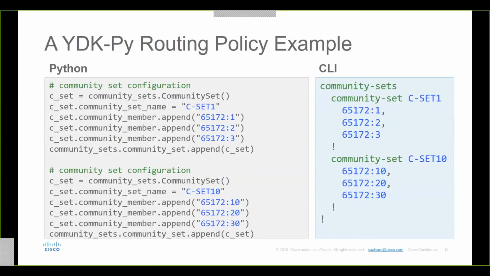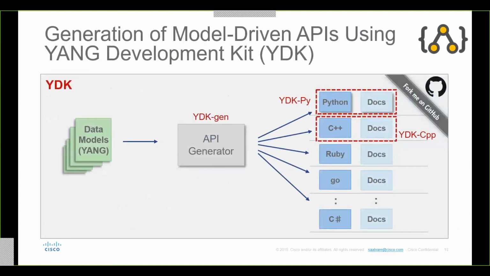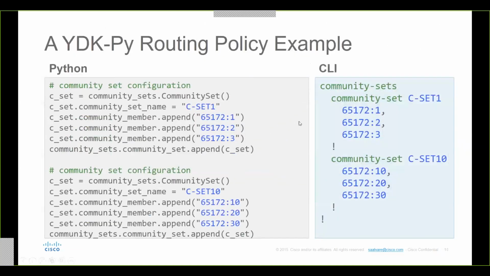This is an example. If we compare this to the slide that I showed before, the same CLI configuration on the right, but now being represented as Python code, okay? And we see here that I'm able to represent the same configuration in Python code.